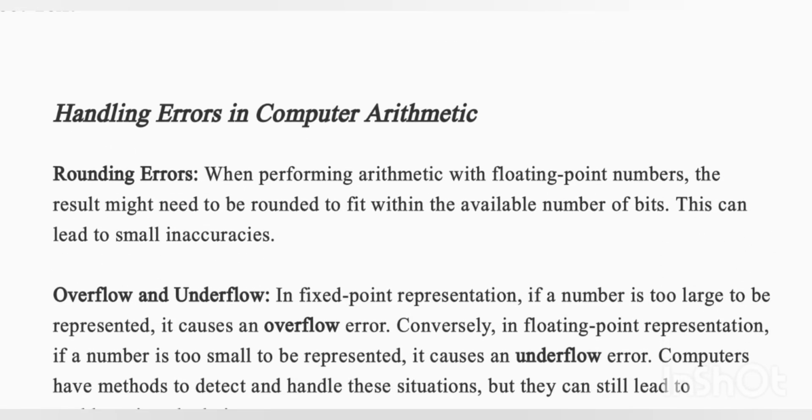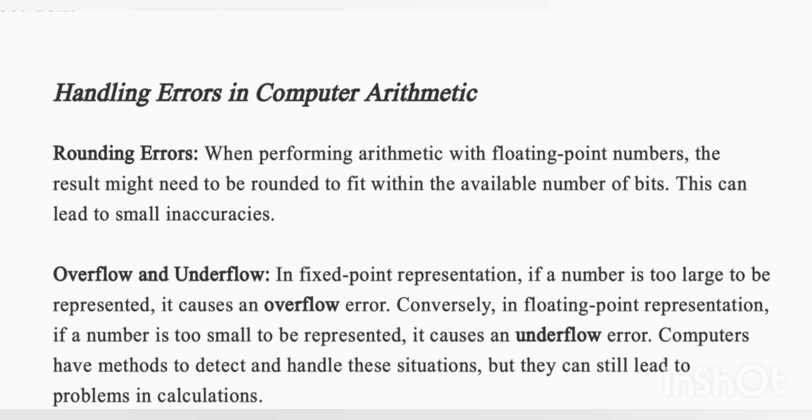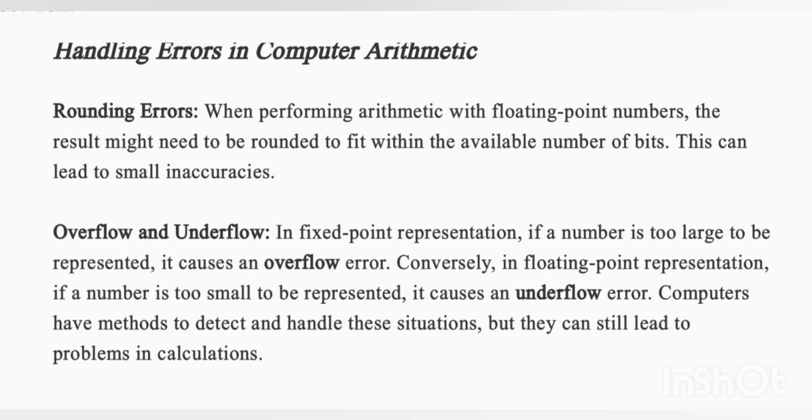Handling errors in computer arithmetic. Rounding errors. When performing arithmetic with floating point numbers, the result might need to be rounded to fit within the available number of bits. This can lead to small inaccuracies. Overflow and underflow. In fixed point representation, if a number is too large to be represented, it causes an overflow error. Conversely, in floating point representation, if a number is too small to be represented, it causes an underflow error. Computers have methods to detect and handle these situations, but they can still lead to problems in calculations.